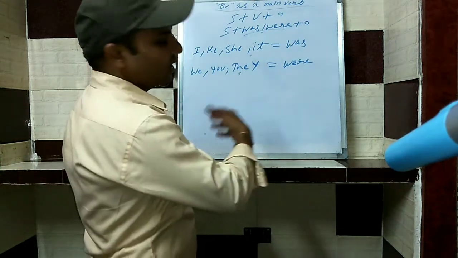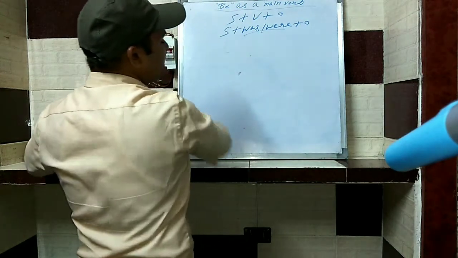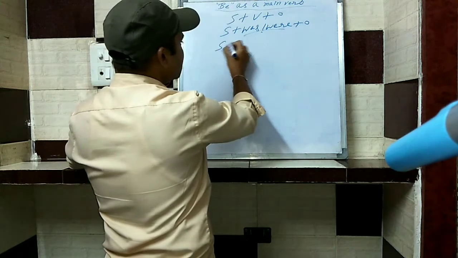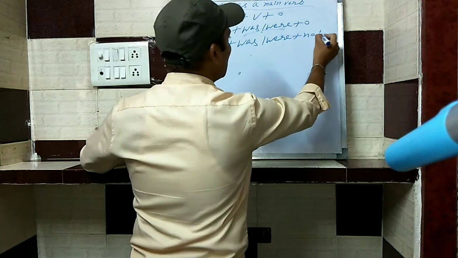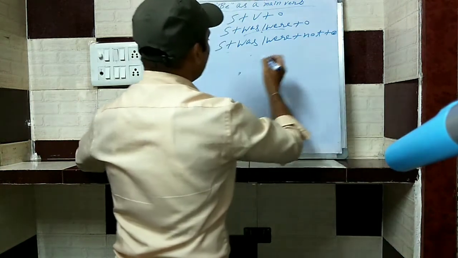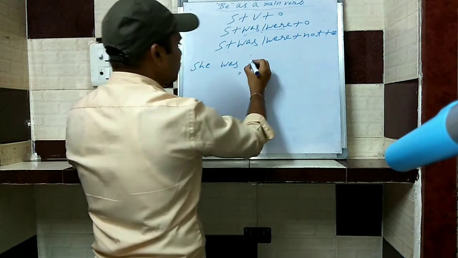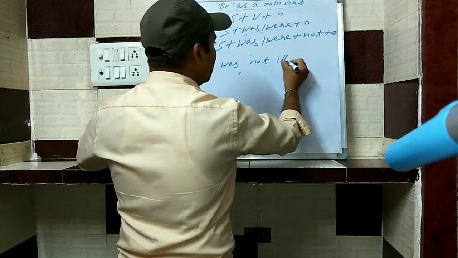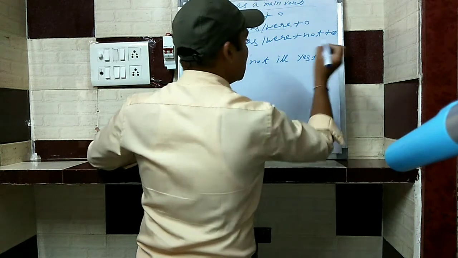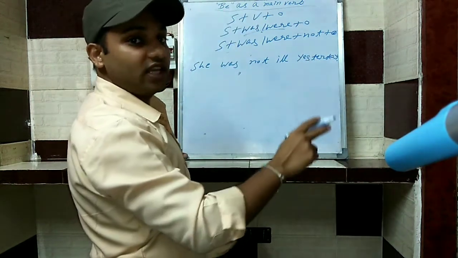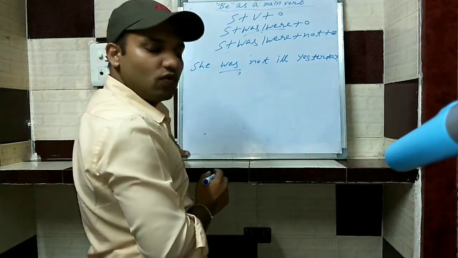Now we are going to make the negative sentences by using was, were. Okay, so first of all, if we go with the sentence formation of the same, it would be subject plus was, were plus not plus object. For example, she was not ill yesterday. She was not ill yesterday. So it is about her yesterday's condition. So that's why we have used was over here.